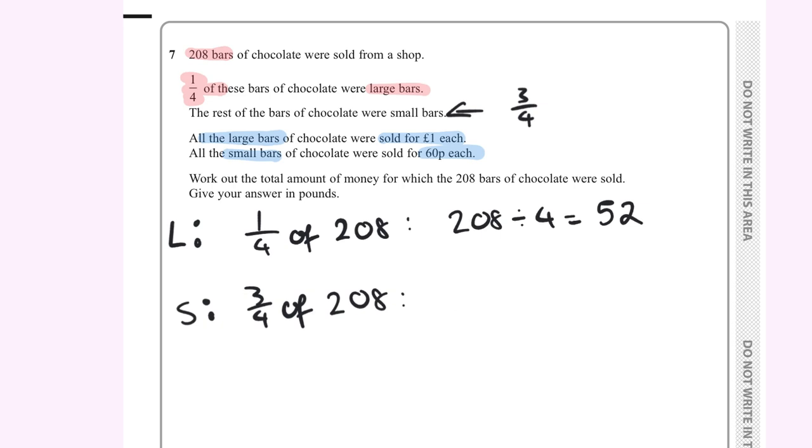If we know 1/4 is 52, we need to triple that to find out what 3/4 is. So we're doing 52 times 3. It's 156. Or, I mean, you could have just done 208 take away 52. Either works, to be fair.